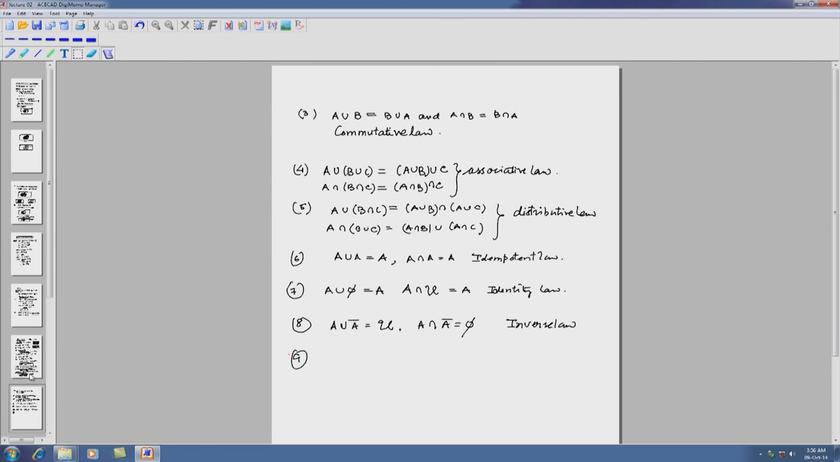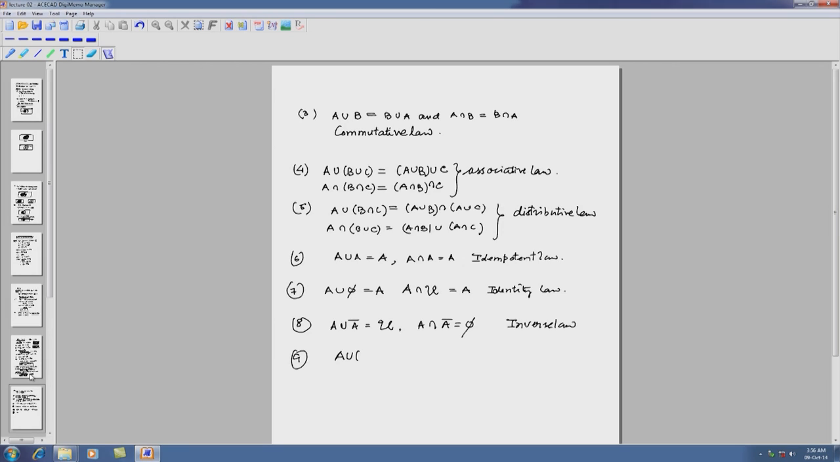Lastly, we end today's lecture by a law which is called absorption law and which is useful very often, which goes like this: A union A intersection B is A and A intersection A union B is also A. This is called absorption law.